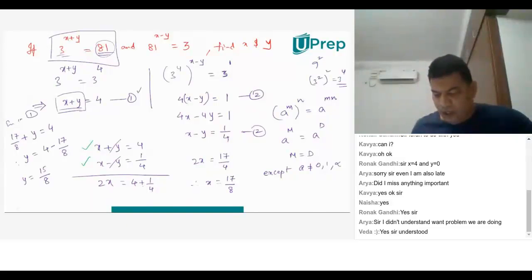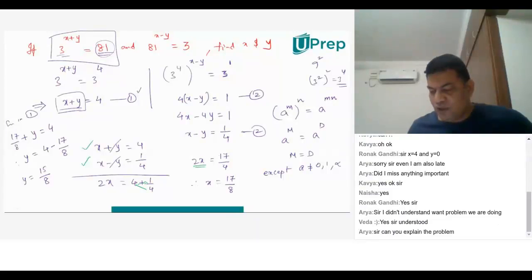4 plus 1 by 4. If you simplify this, how do you simplify? 4 plus 1 by 4 is a simple addition. So that's what I do. 2x is equal to 4 plus 1 by 4, which will be 4 fours are 16 plus 1, which is 17 by 4. So 2x is equal to 17 by 4. Therefore, x is equal to 17 by 8.